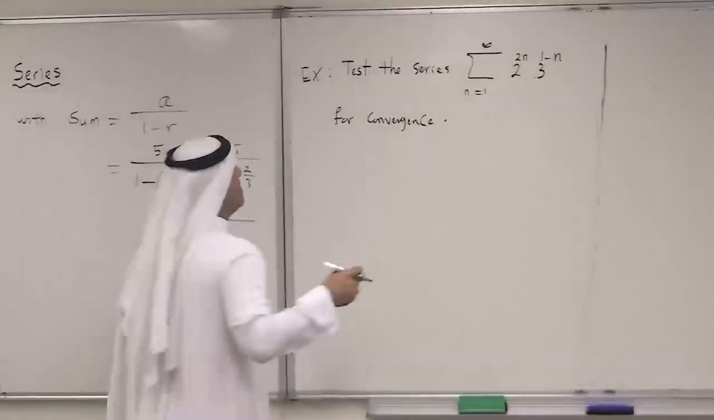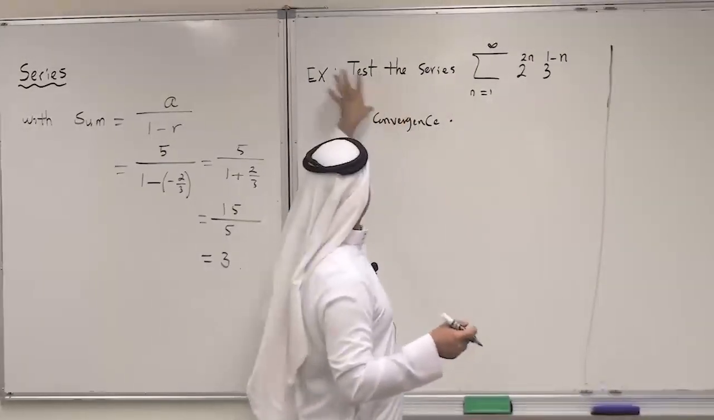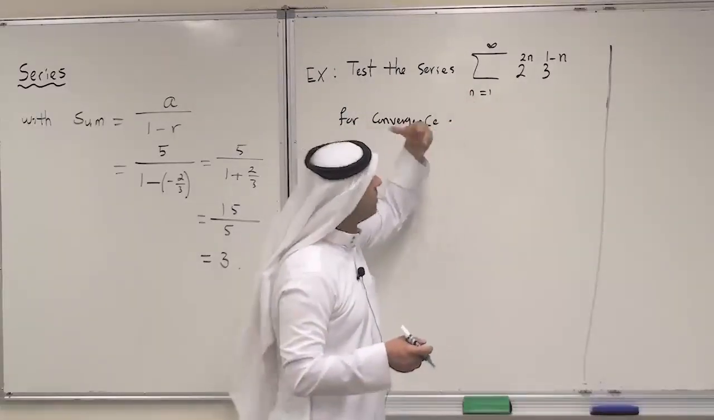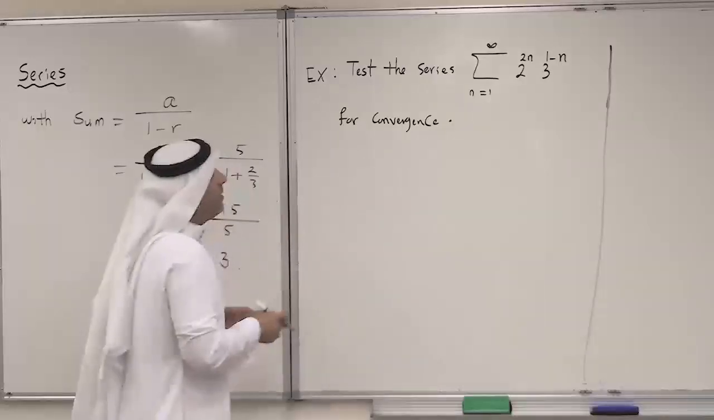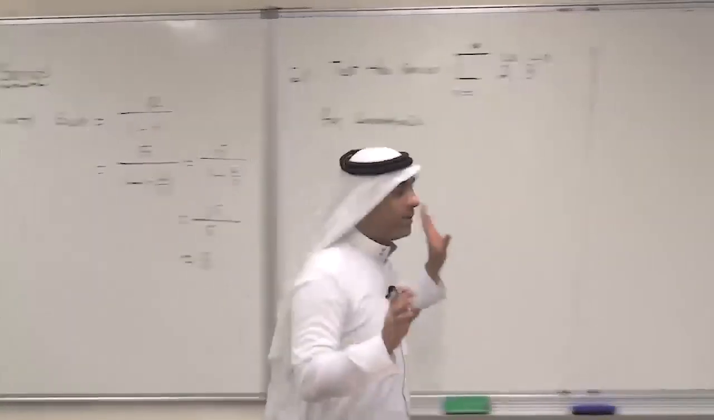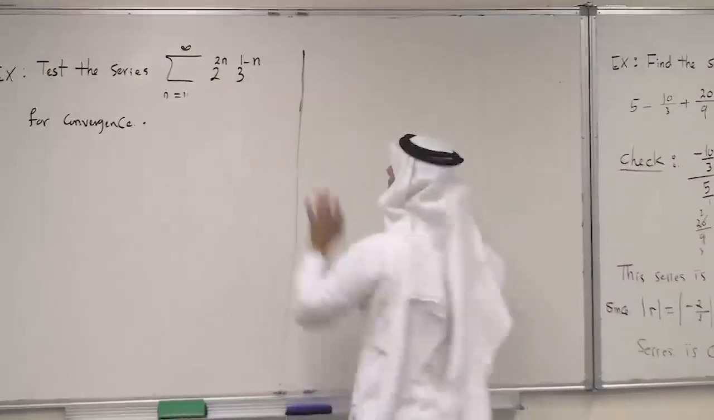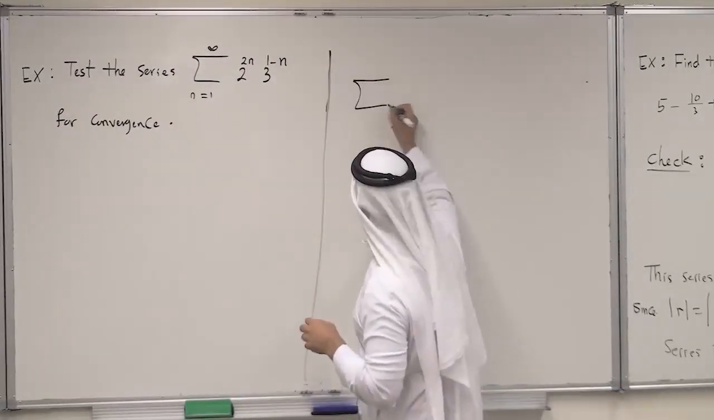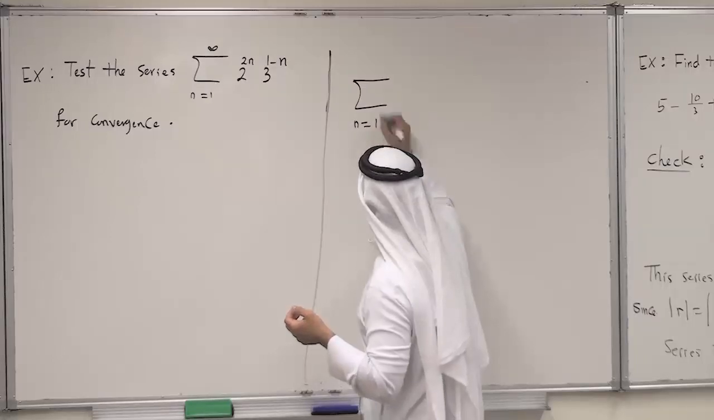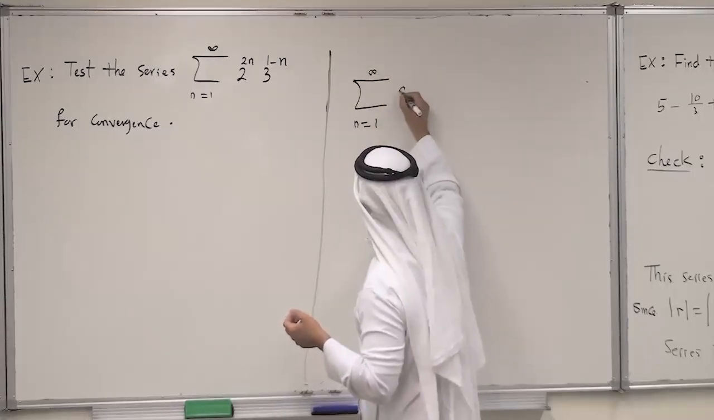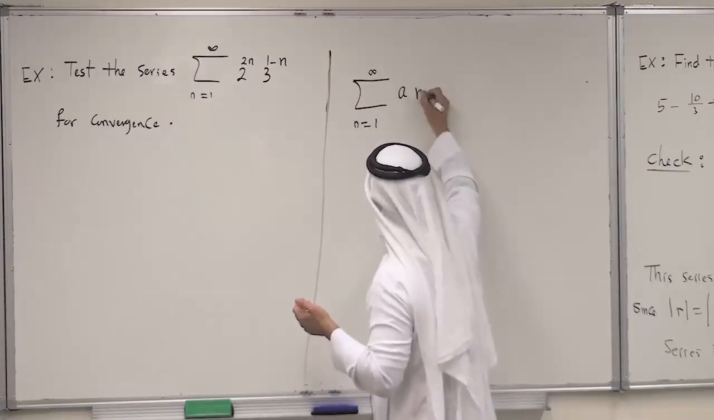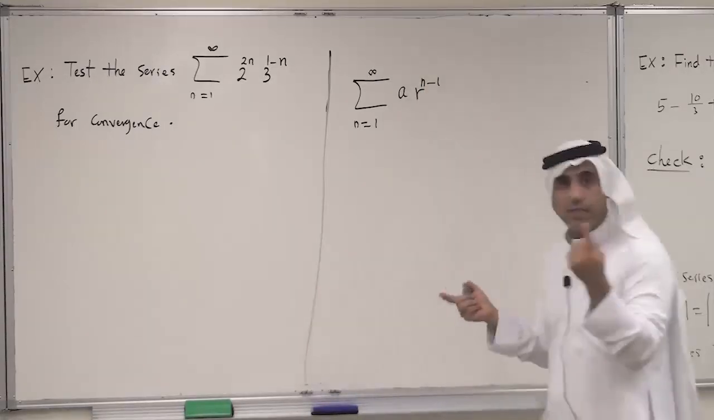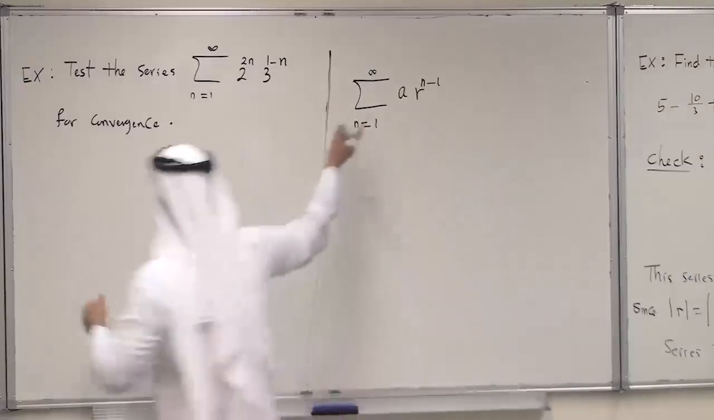We have a series here, and the question says test the series for convergence. So is it convergent or divergent? Why? We have two options to move. Let us look at this from two different angles. Either we just rewrite it in the standard form to decide, so the sum from n equal to 1 up to infinity. The standard form is like this: you need to separate A, and then you have R to the n minus 1. That is the standard form of a geometric series. This is one option, so let us try to do that.